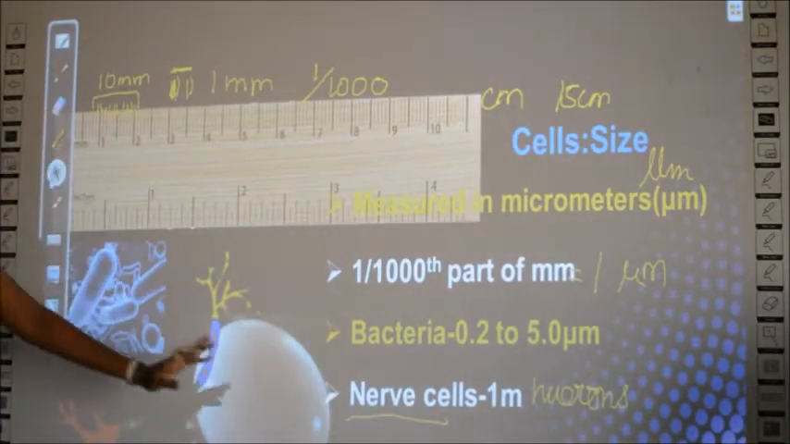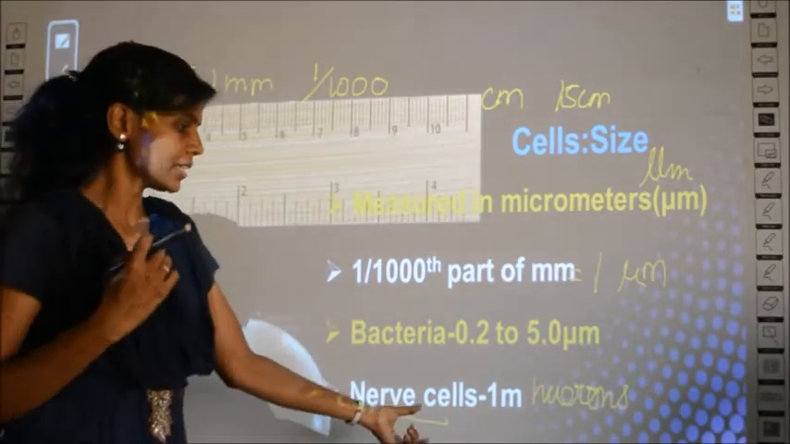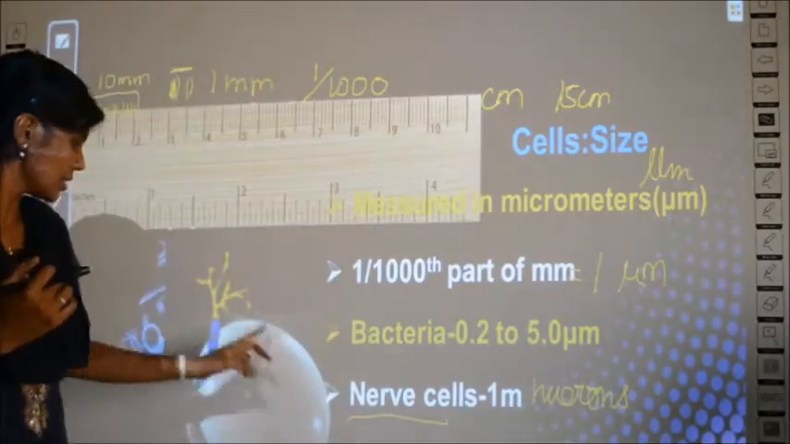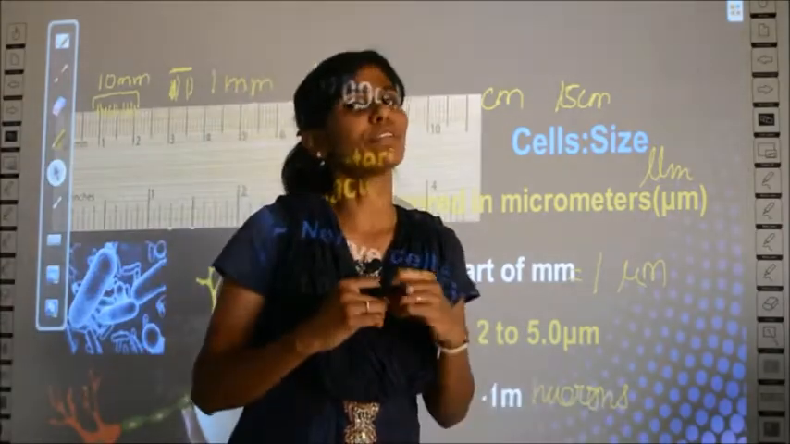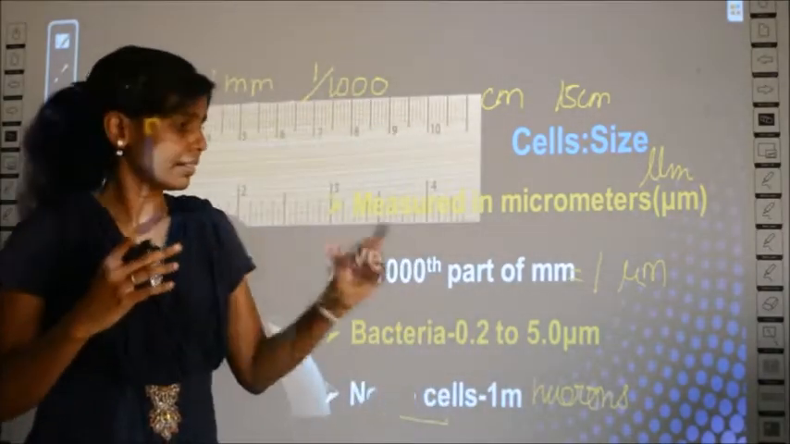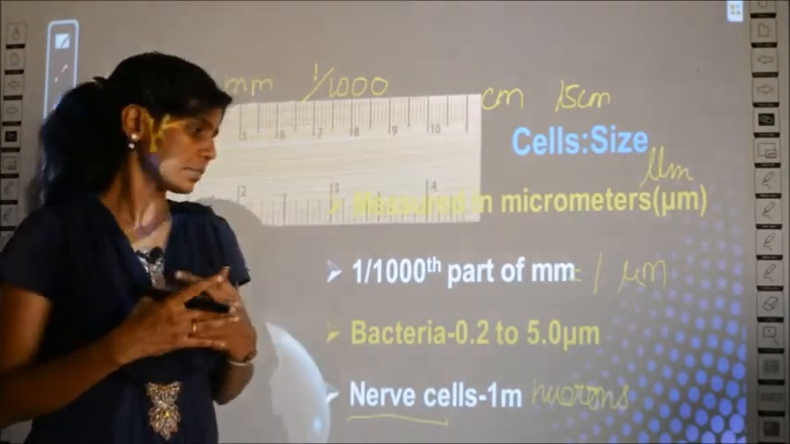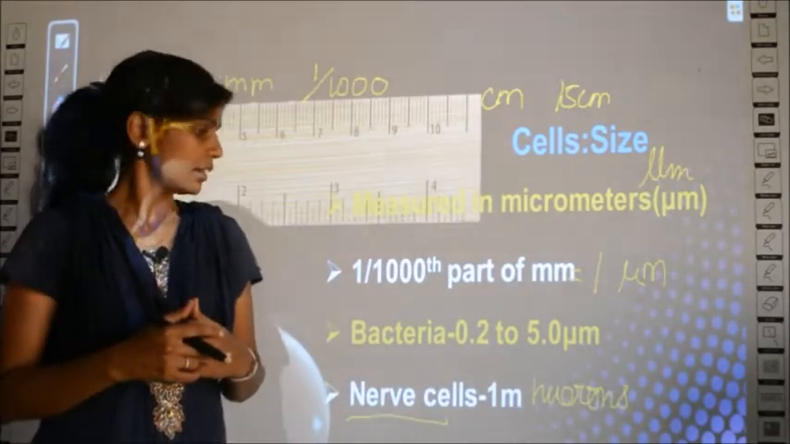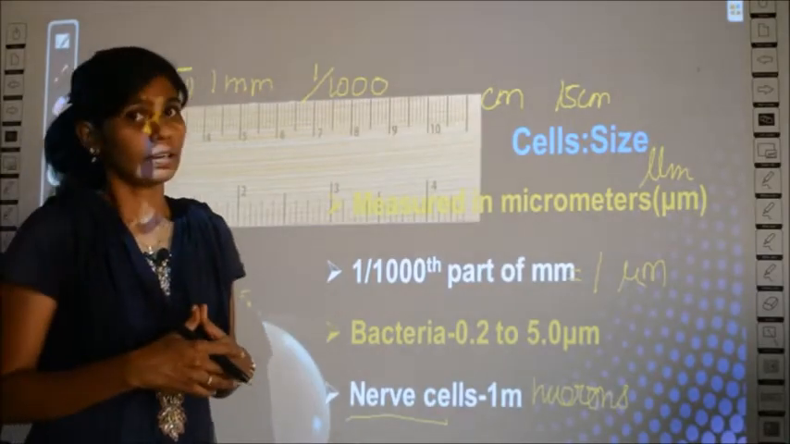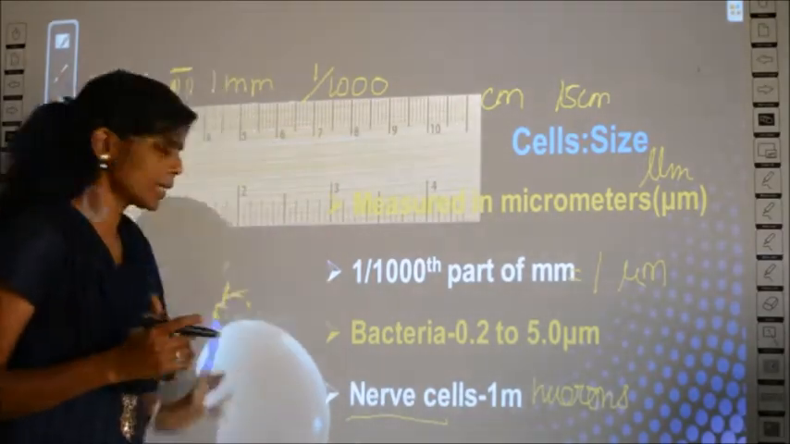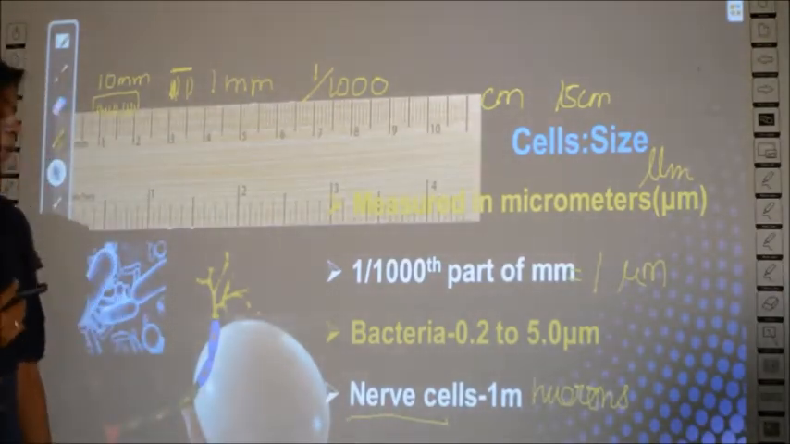And which is the biggest cell known? The biggest or largest cell is the ostrich egg. See here, this is the egg of an ostrich, and the size is 15 into 3, that is 15 length and 3 width, okay, centimeters. It is that much big. It is the largest cell ever known. This full egg, no, it is actually one cell. That's why ostrich egg is the largest cell known till now.